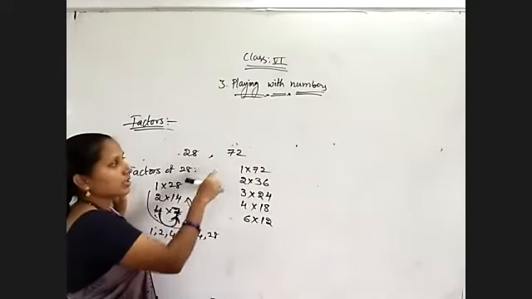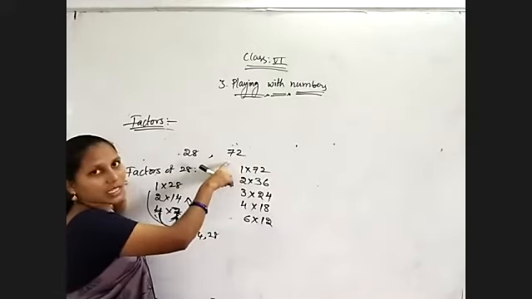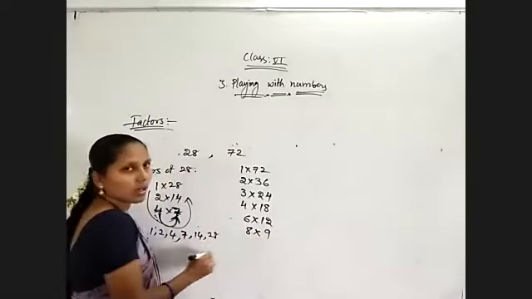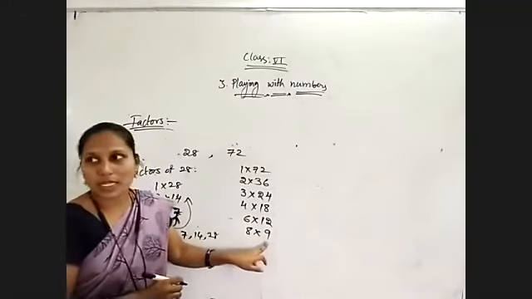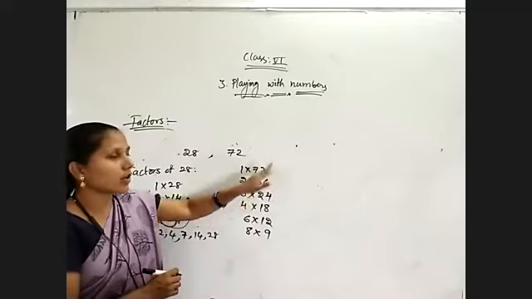And 7. In the 7 table, 7 ones are 7, so it is not cancelled. 7 tens are 70. That's all. And 8. 8 nines are 72. Then 9. 9 already came. 8 nines are 72, that is nothing but 9 eights are 72. And again 12, 18, 24, like that only we will get.